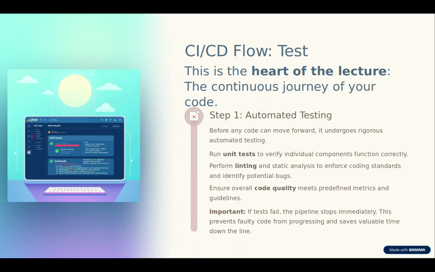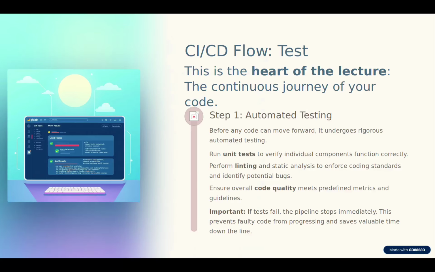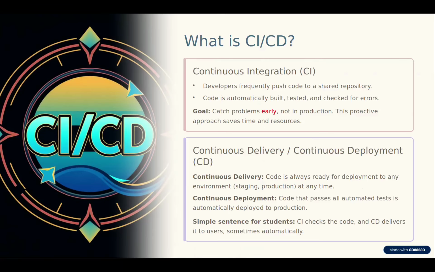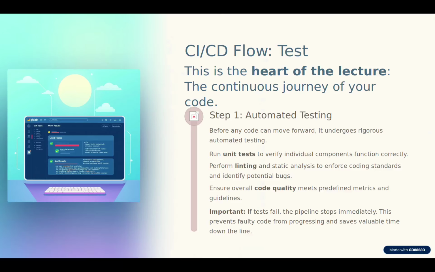And let's jump to the CI/CD flow. The heart of CI/CD is test, build, deploy. These are the three main stages of CI/CD. Almost every CI/CD system follows the same logic. First, test. We want to fail fast. If the code is broken, we stop immediately.